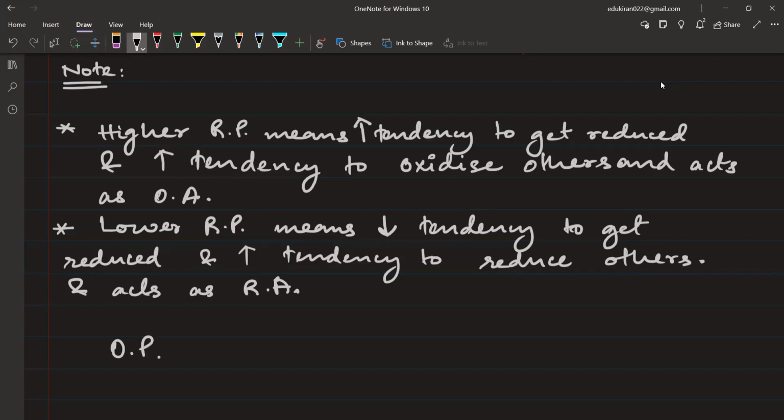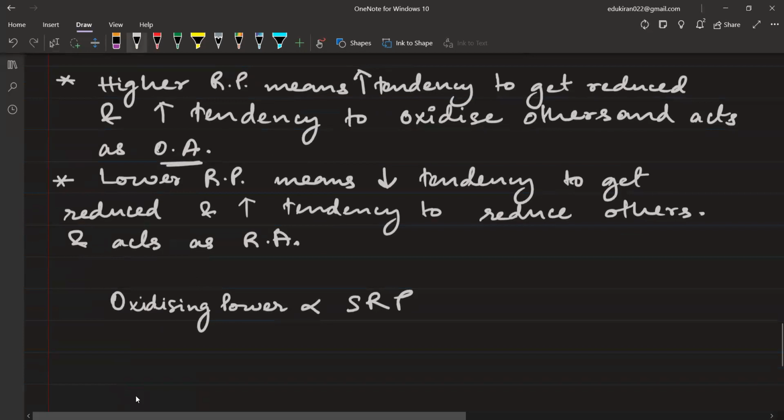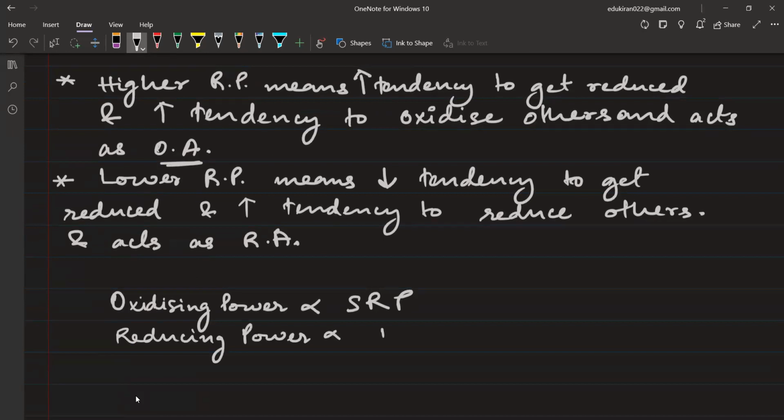So oxidizing power की अगर हम बात करें, ठीक है, oxidizing power, it is what? It is inversely proportional to the standard reduction potential. If SRP is higher, it is directly proportional to SRP. My bad, guys. Higher reduction potential means higher tendency to act as oxidizing agent. Similarly, reducing power is inversely proportional to SRP. इसको याद रखिएगा.